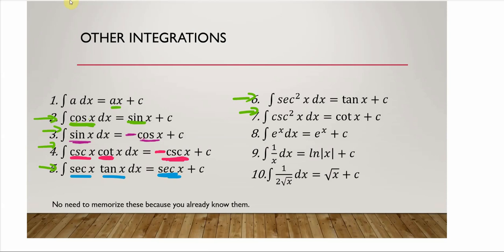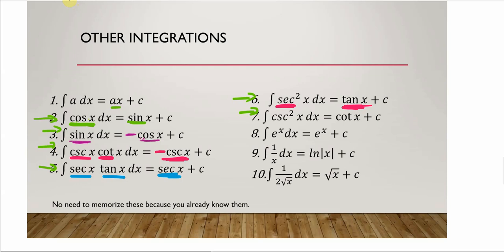Now, what happens if I have 2 secants? Well, I'm lacking that tree, right? 2 squirrels and I need the tree. So the derivative of tan is going to be secant squared x plus c. Okay, tan of x plus c.